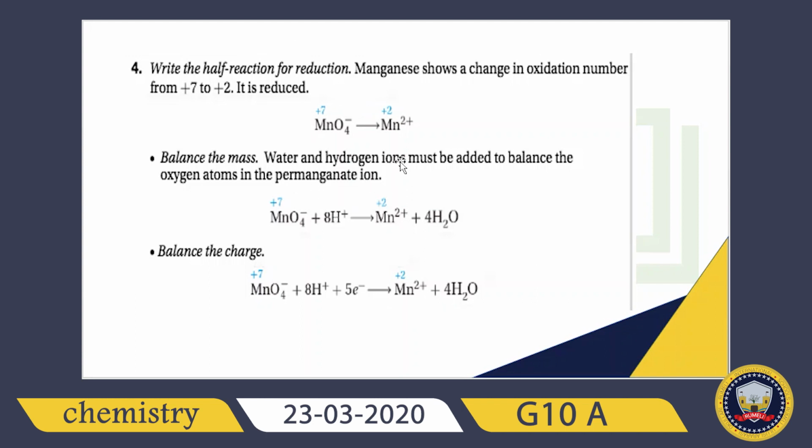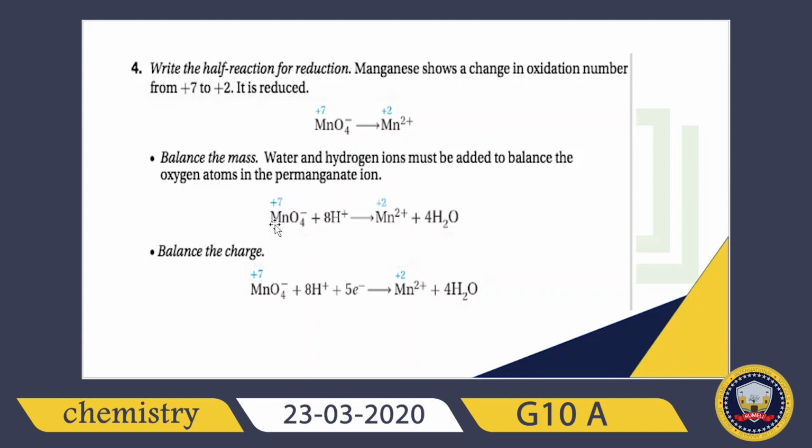Okay, water and hydrogen ions must be added to balance the oxygen atoms in the permanganate ion. So here you see you have no oxygen, so we have to add water. Now, how much? Because we have 4 oxygen, so we have to add 4 water molecules. But then we have hydrogen here. When we don't have hydrogen here, we have to add H plus ions. How much? Here you have 8 hydrogen, so you put 8 H plus ions. Okay, so this is important.